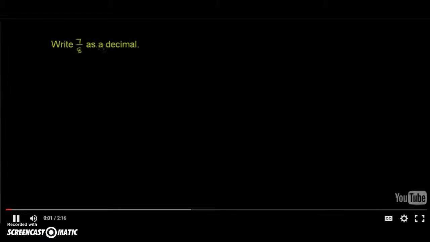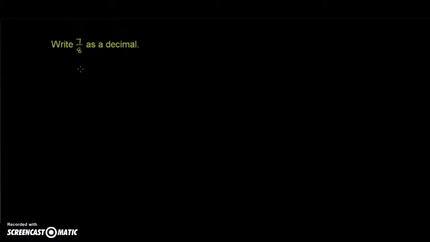Write 7/8 as a decimal. And so the main realization here is that 7 over 8 is the same thing as 7 divided by 8. These are all different ways of writing the same thing. So let's actually divide 8 into 7. And I'll do it down here just so I have some more real estate to work with.